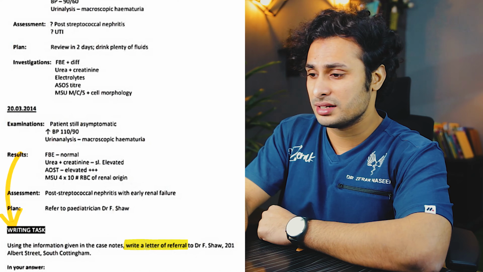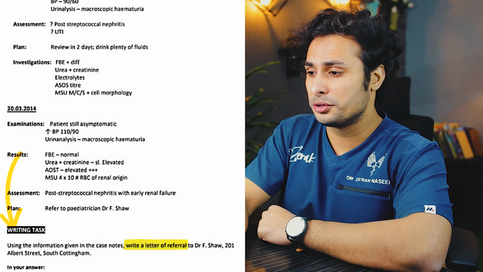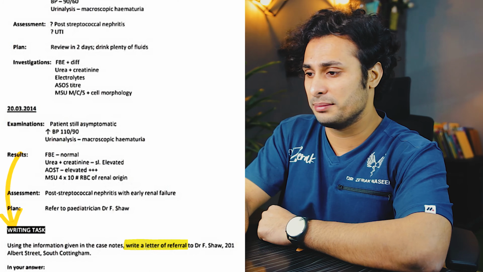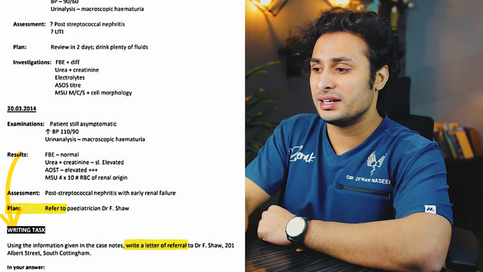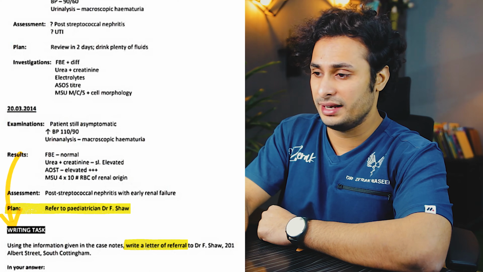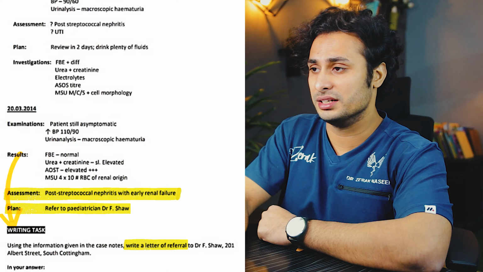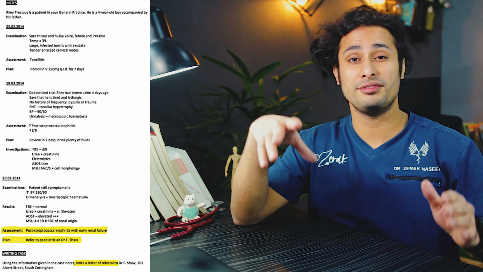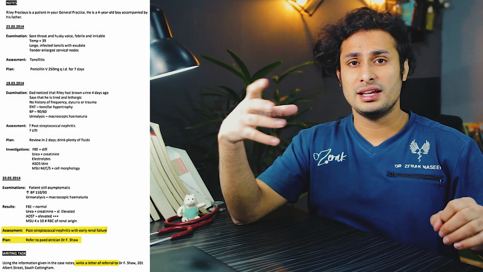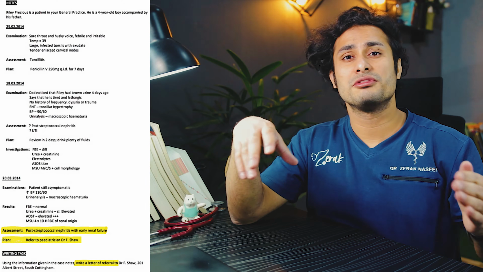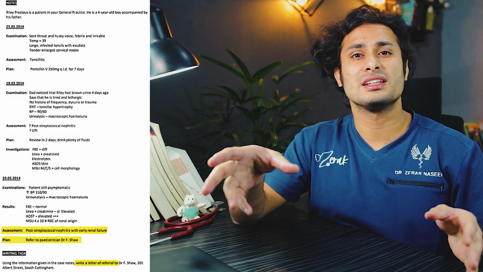And you can go through one or two lines above the writing task, where there is a plan mentioned as refer to pediatrician Dr. F. Shaw, and the assessment is post-streptococcal nephritis with early renal failure. Just reading this section, you have a basic idea that you need to write a referral letter to a pediatrician whose name is Dr. F. Shaw. And if you are referring a patient to a pediatrician, it means the patient is a child. So you just got this idea in your mind.